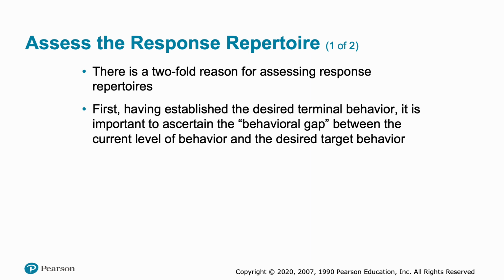So it says, first, having established the terminal behavior, it is important to ascertain the behavioral gap between the current level of behavior and the desired target behavior. Because by figuring out what the gap is, then I can figure out where my first step is going to be. Where do we start? That's how you determine, by assessing the response repertoire.